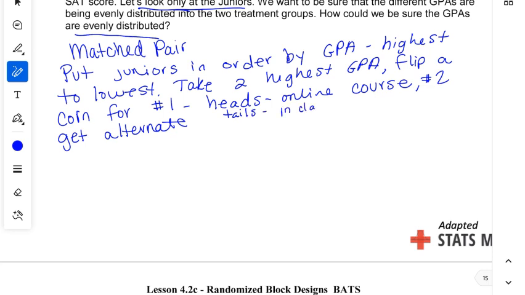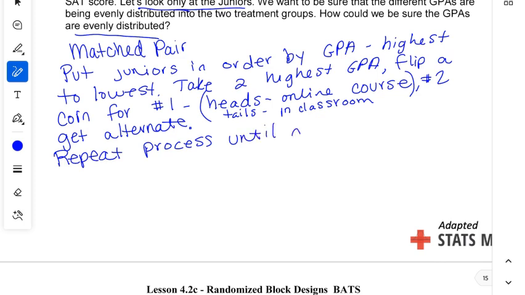So if heads is online, tails would be in person. I guess I should write that. Tails in person, in classroom. I'll kind of put that in parentheses. Then the number 2 gets the alternate. And then you keep on repeating that process so that all juniors are assigned a course. And then you can compare.